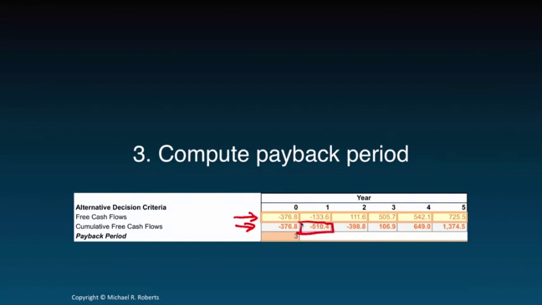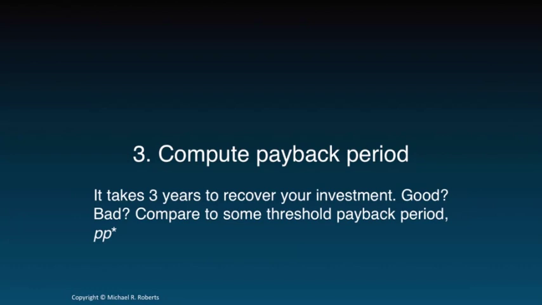So this negative 510.4 is just the 376.8 in year 0 plus the negative 133.6 in year 1, and on for years 2 through 5. And then I'm going to look at the cumulative free cash flows and ask, when do they turn positive? Well, they turn positive right here in year 3. So our payback period is year 3. We turn cash flow positive in year 3. Some people might say it takes 3 years to recover your investment.